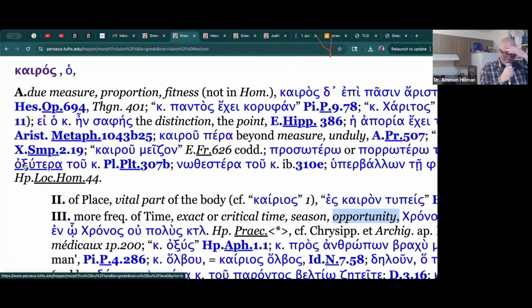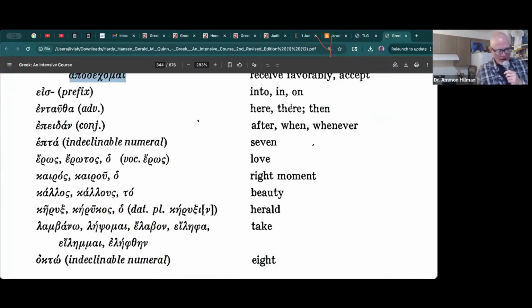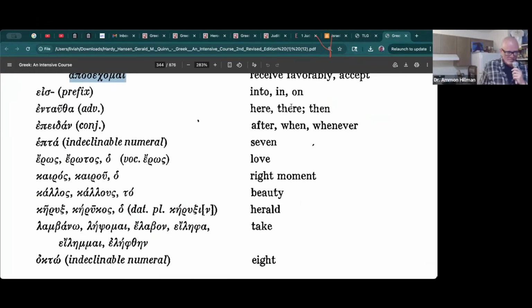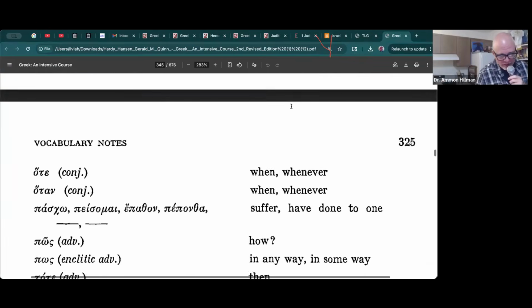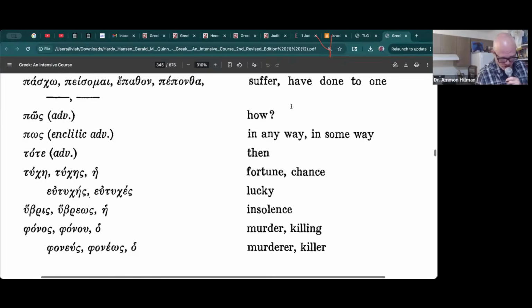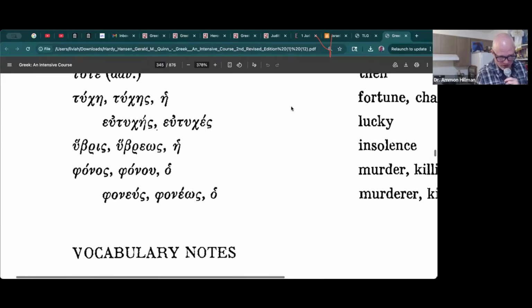Okay, so kairos, back to the text. Kairos, the right moment. Season, opportunity. Window of opportunity. Oftentimes Greek is going to do that with another of your words that you're seeing here at the bottom today, hubris.